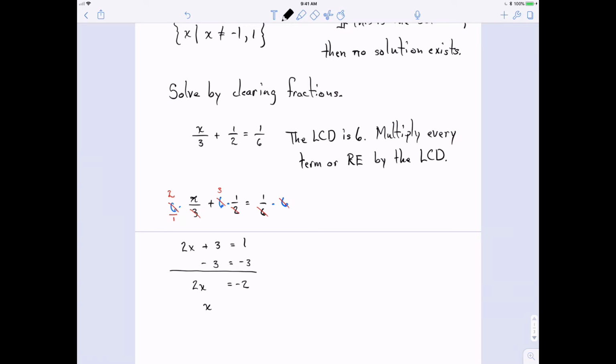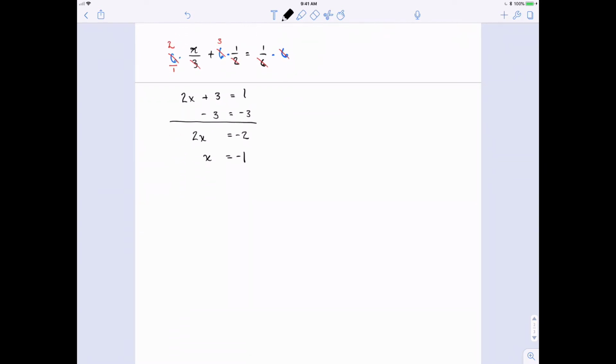Divide both sides by 2, x is -1. So we're going to use that technique on the problem that we were first given. So here we go. The problem is 1 plus 3 over x plus 1 equals x over x minus 1.